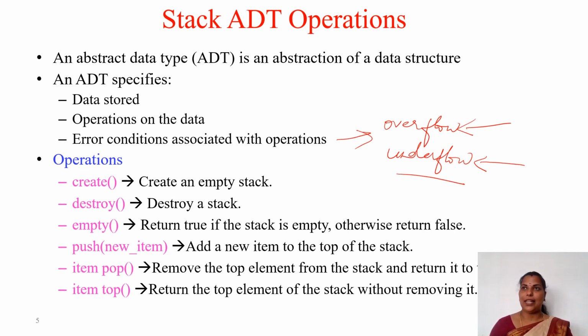So we are checking whether the stack is empty or not. If it is not empty, then only we pop the data. Next is push. Push is inserting an element in the stack, that is, adding a new item to the top of the stack. Then pop is removing the top element from the stack. Then top means we are just returning the top element of the stack without removing it; we are just printing it, that's it. So these are the different operations performed using the stack data structure.